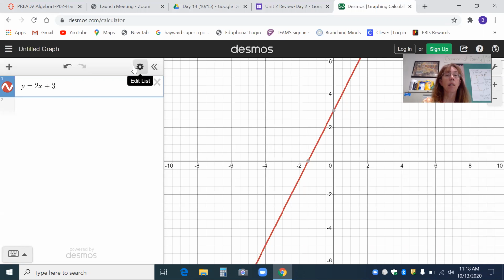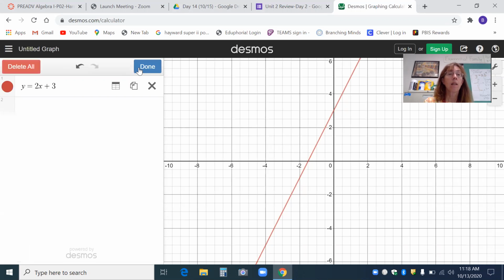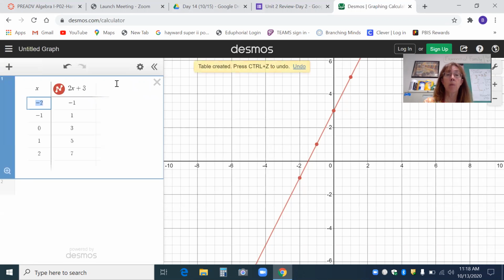See this little cog that looks like a little wheel? Looks like that setting stuff. If you click on that, you see this little picture that looks like a table? If you click on that, it converts this information to a table. And now I have a little table over here. When x is -2, my y is -1. When x is -1, my y is 1. So you can just go down the table and see that.